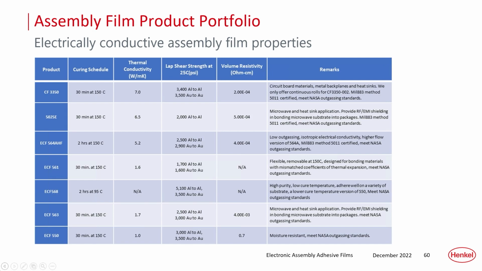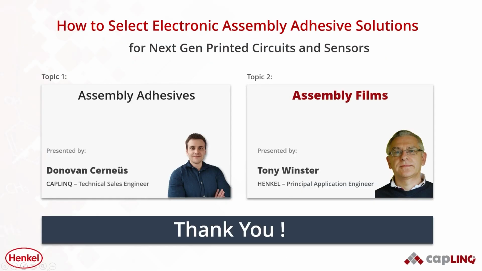And this is almost a selector guide of the same information, but in a different form. Looking at the different electrically conductive films, you can see that typically they cure at 150, although there's the ECF 568 there that will cure at 95. They do have different thermal conductivities and volume resistivities, and they also have different mechanical properties, so they would be suitable for different applications or different design modules. And I think on the next slide there's a list of the non-electrically conductive ones.